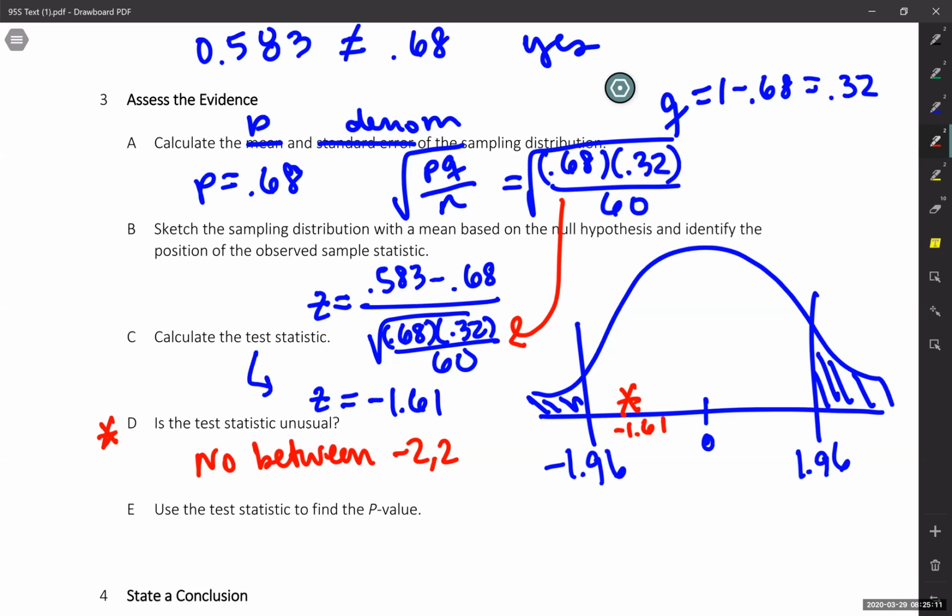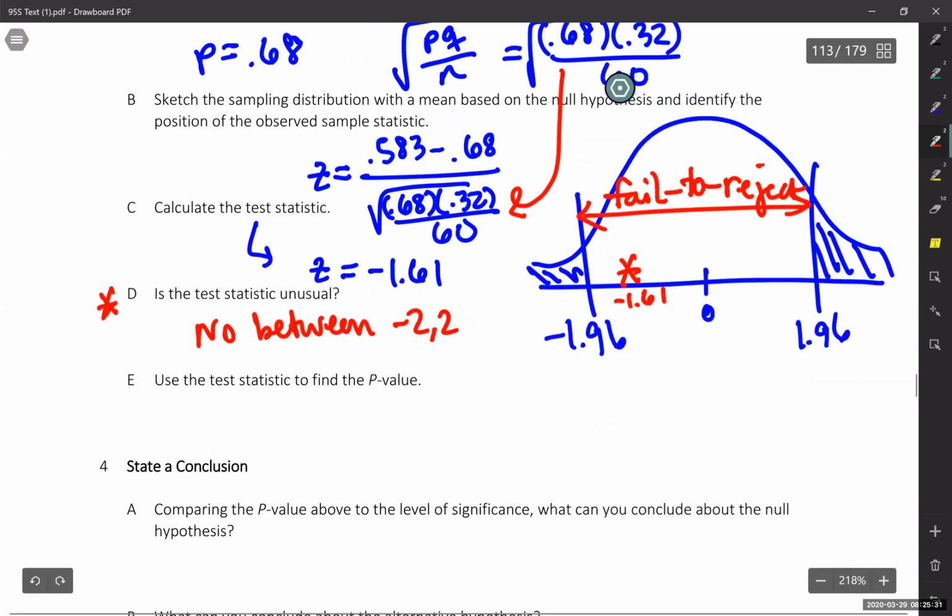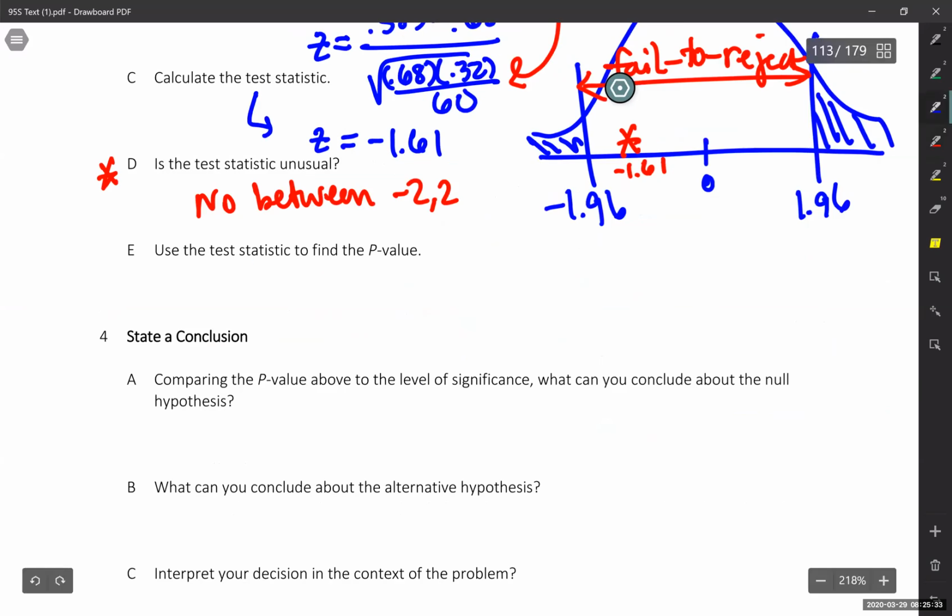Okay, so we have enough information to see that our value lies right here in the fail to reject part of this picture. All right, so what we conclude about the null is that we fail to reject the null.